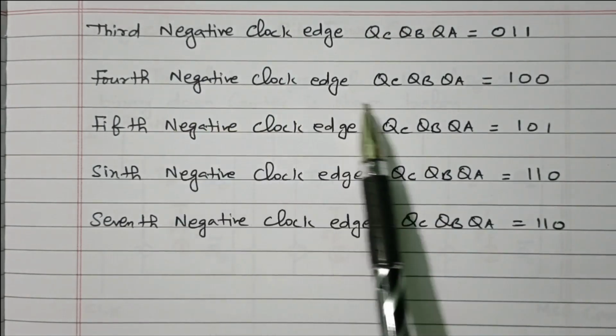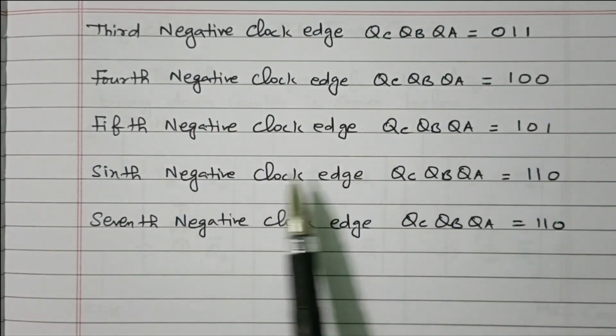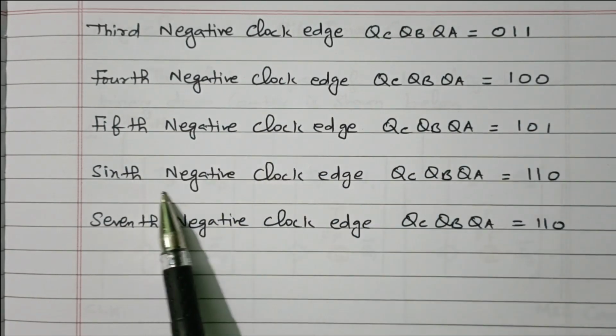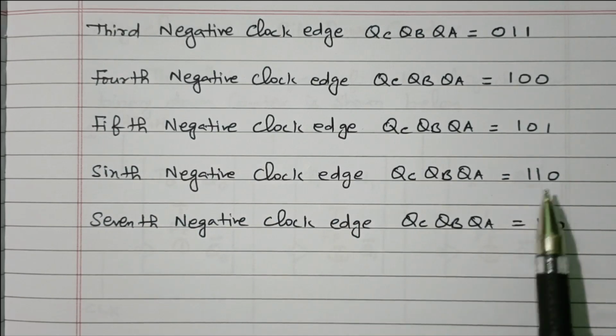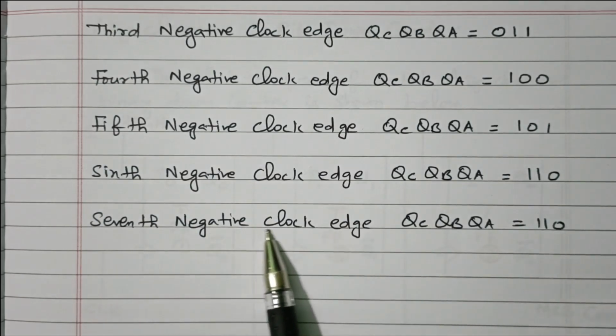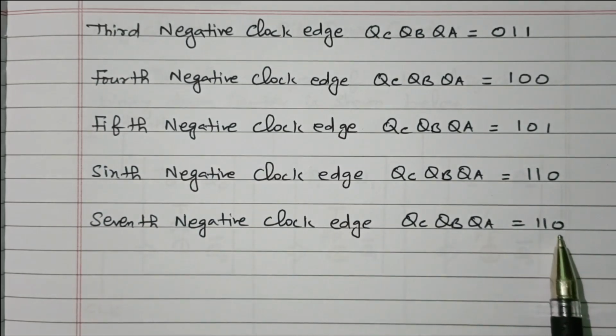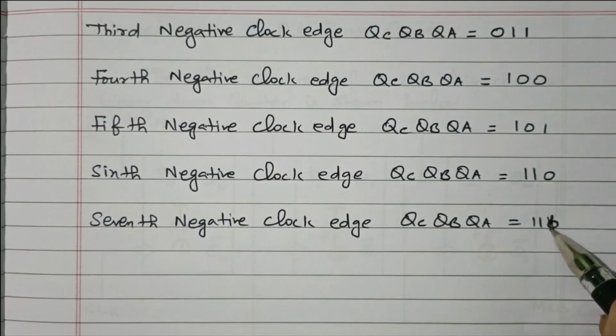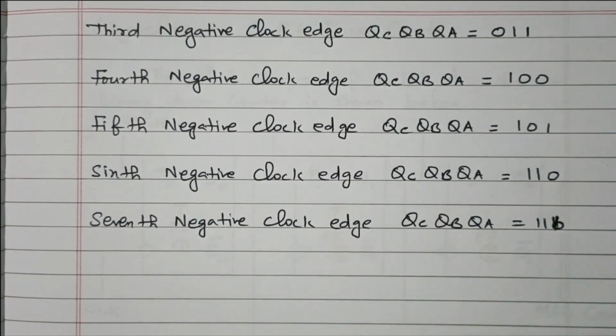Fourth negative clock edge, it becomes 1 0 0. Fifth negative clock pulse, it becomes 1 0 1. For the sixth negative clock pulse, it becomes 1 1 0. Finally, the seventh negative clock pulse, it becomes 1 1 1, it is triple 1. This goes to triple 1, right? So at every stage we are getting state changes, and we are getting 8 combinations of output.